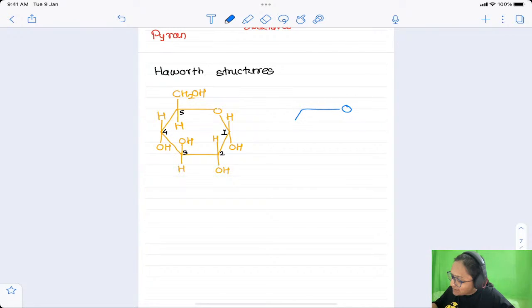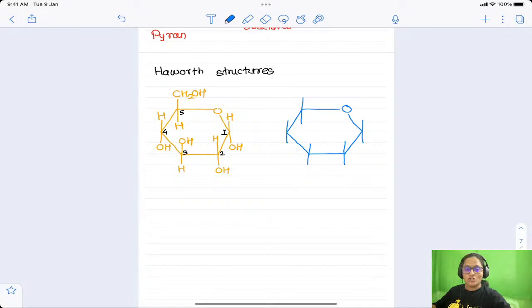6 membered cyclic ring I am going to draw. 6 membered structures are stable, therefore whenever the cyclization takes place, cyclization means cycle formation, the compound prefers to form the 6-membered ring because it is stable. Then I will number. This is carbon number 1, this is carbon number 2, carbon number 3, carbon number 4, carbon number 5, right?